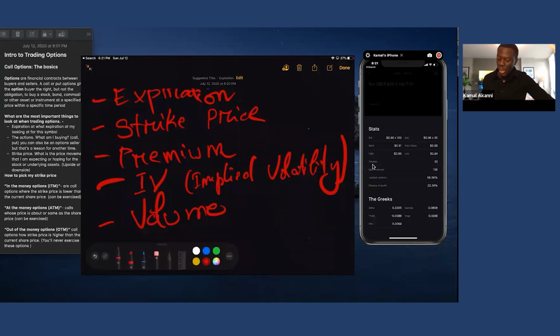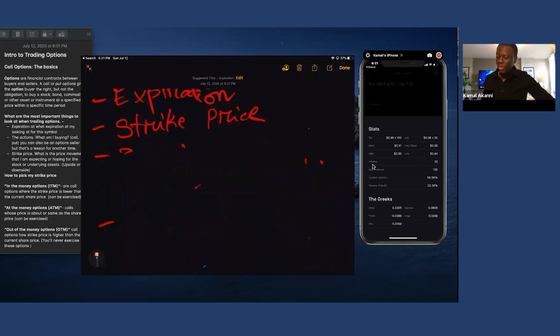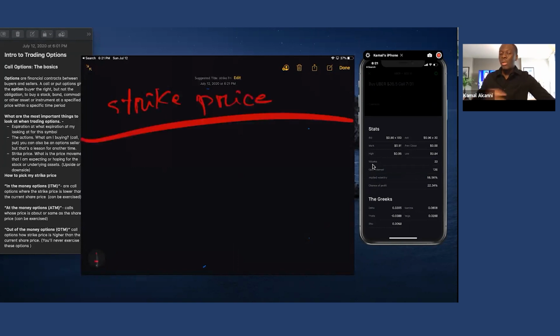So once you get all of this, now let's dive into each one of them deeper. I think we already talked about the expiration. Next, we're going to talk about the strike price. So what does strike price mean?